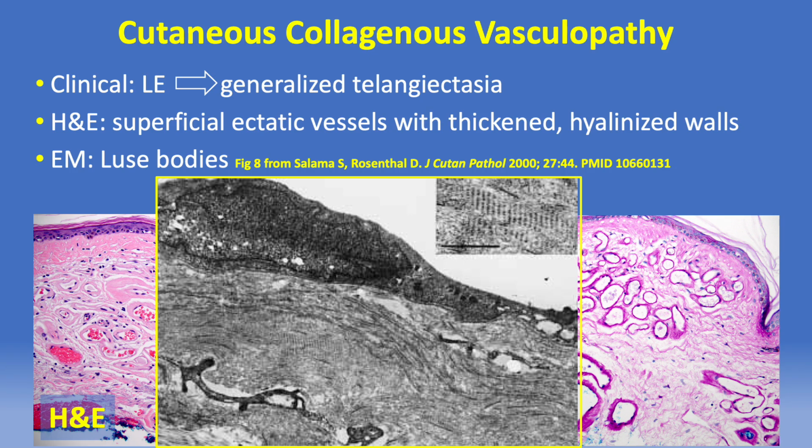Cutaneous collagenous vasculopathy is kind of a rare oddball vasculopathy. It's different from the other ones in that it's actually not characterized by fibrin thrombi, but rather it's a distinctive combination of a clinical presentation as generalized telangiectasia with biopsies showing superficial ectatic vessels with thickened hyalinized vessel walls that can be highlighted by markers for basement membrane material such as type 4 collagen or PAS stains. And ultrastructurally on electron microscopy, there are abnormally banded collagen fibers known as loose bodies.